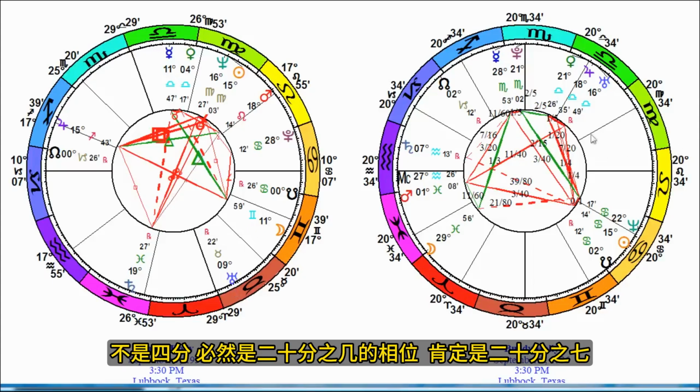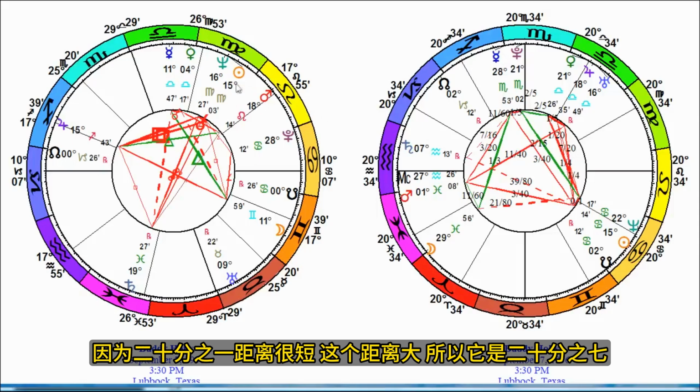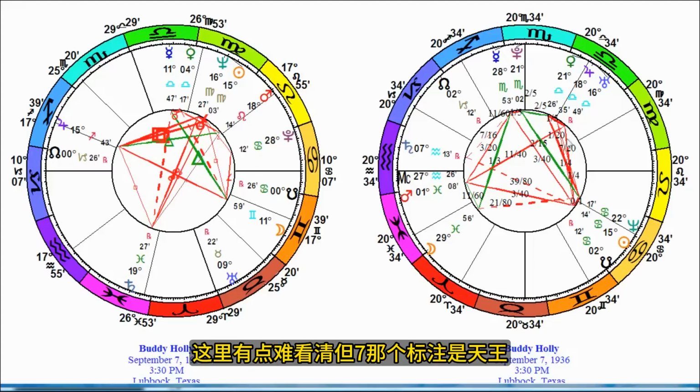They're not squared, so it must be one of the 20ths, and it's got to be the 7/20ths, because 1/20th would be a small distance. This is a pretty big distance. So it's the 7/20ths. This label right here may be difficult to read, 7/20ths is for the line between Sun and Uranus.